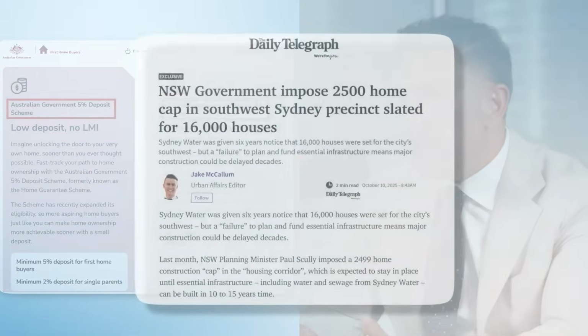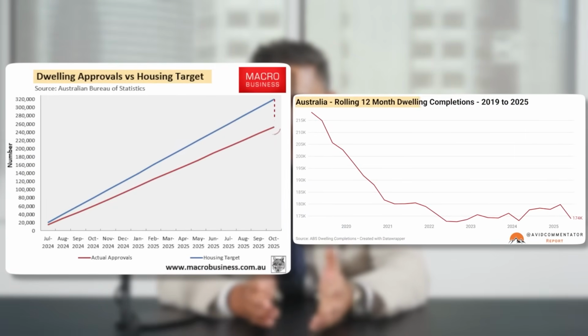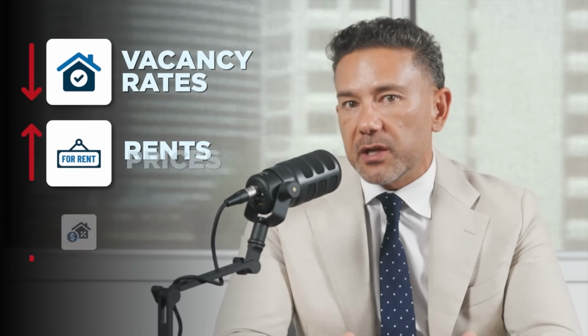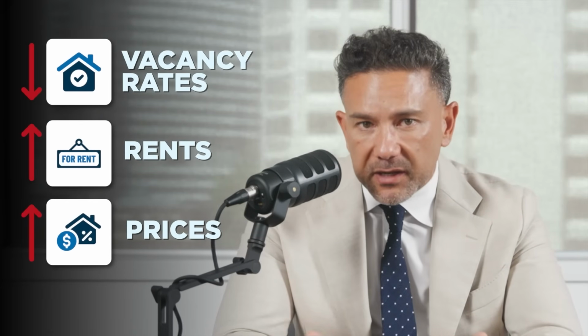At the same time, planning systems stayed clogged. Councils blocked density. Infrastructure lagged massively behind. Approvals slowed down and completions fell. That's why vacancy rates are near record lows. That's why rents are surging. That's why prices keep pushing. Not because migrants exist or came into the country, but because we have failed as a nation to build enough homes.